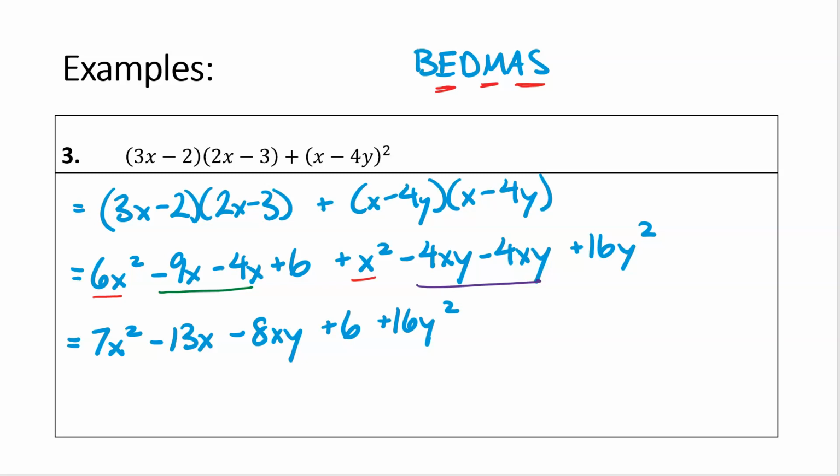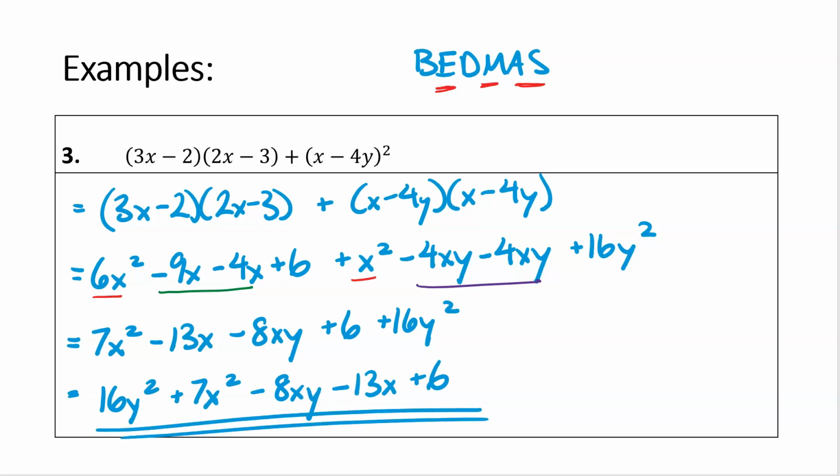Now, often when we write polynomials, we begin with the highest order polynomial first, or highest degree first, which just means order it according to the degree of the exponents. So we can write this as 16y squared plus 7x squared minus 8xy minus 13x plus 6. And that would be our final answer. You don't necessarily have to order it by degree, but it's just something people do in practice. Okay, moving on, 3 more examples.